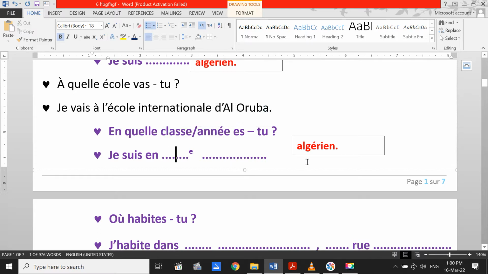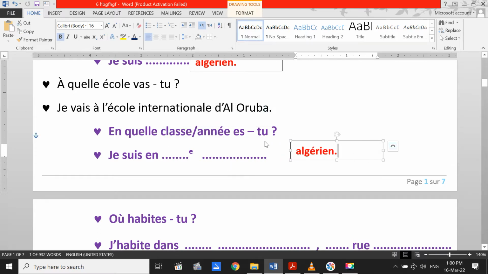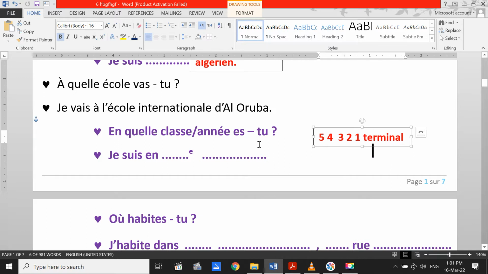Je suis en. Here you can say, par exemple, cinquième, it means grade 7. Quatrième, it means grade 8. Troisième, it means grade 9. Seconde, it means grade 10. And première, it means grade 11. And terminale, je suis en terminale. It means I am in grade 12. Okay, I am a senior. And here we say the color.